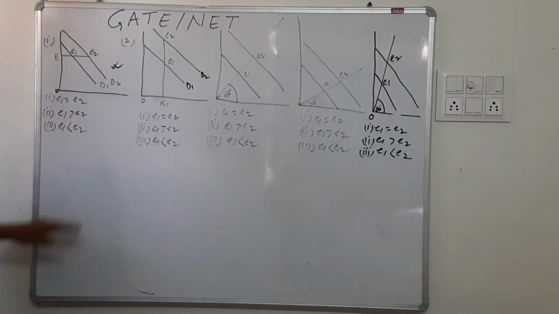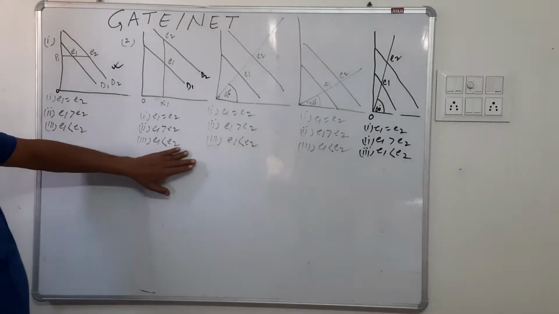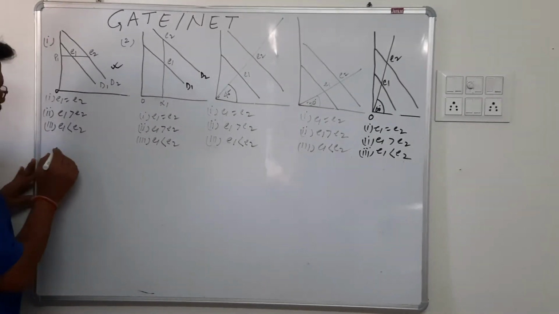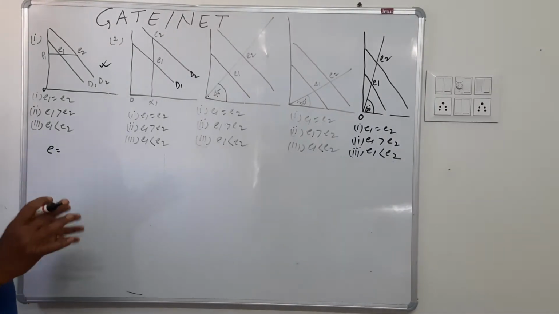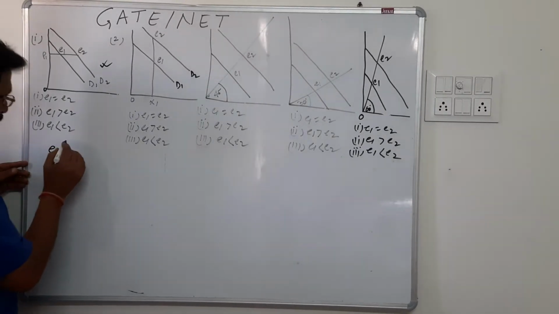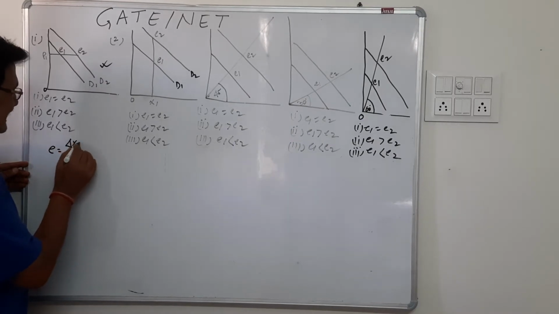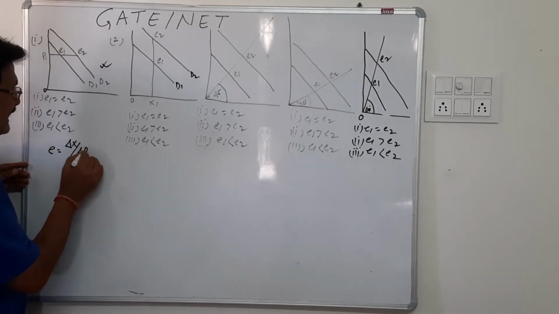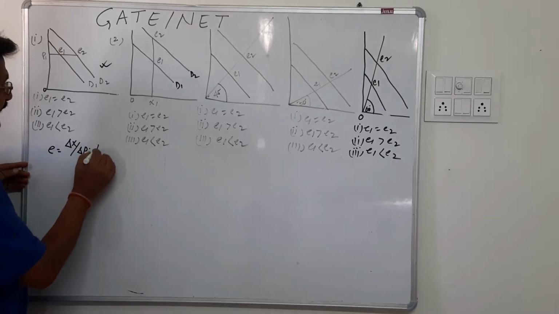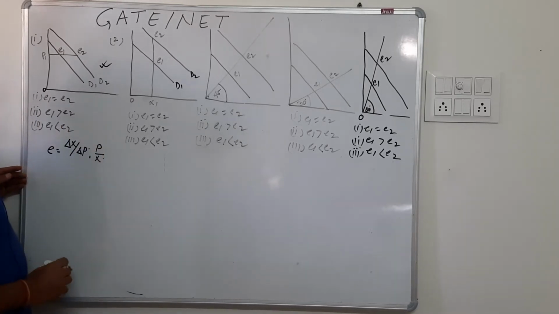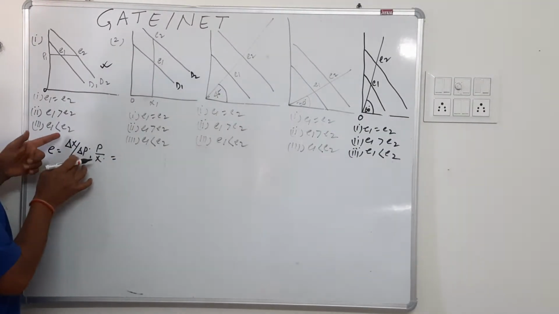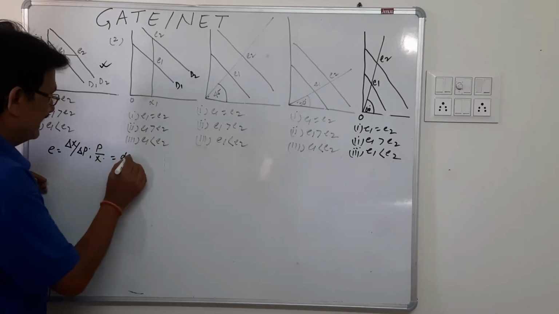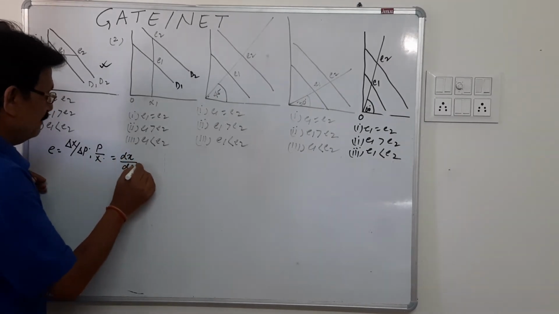I would like to tell the students that whenever you solve such questions, you must look at the elasticity of demand, what it is, and what its components or ingredients are. You must have seen that it is delta x by delta p into p by x. In terms of calculus, delta x by delta p can be written as dx by dp, into p by x.